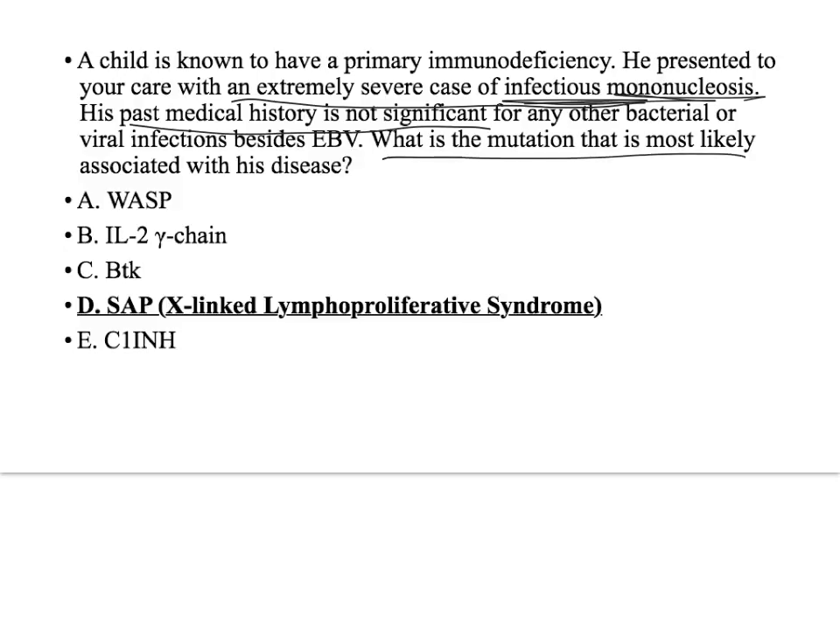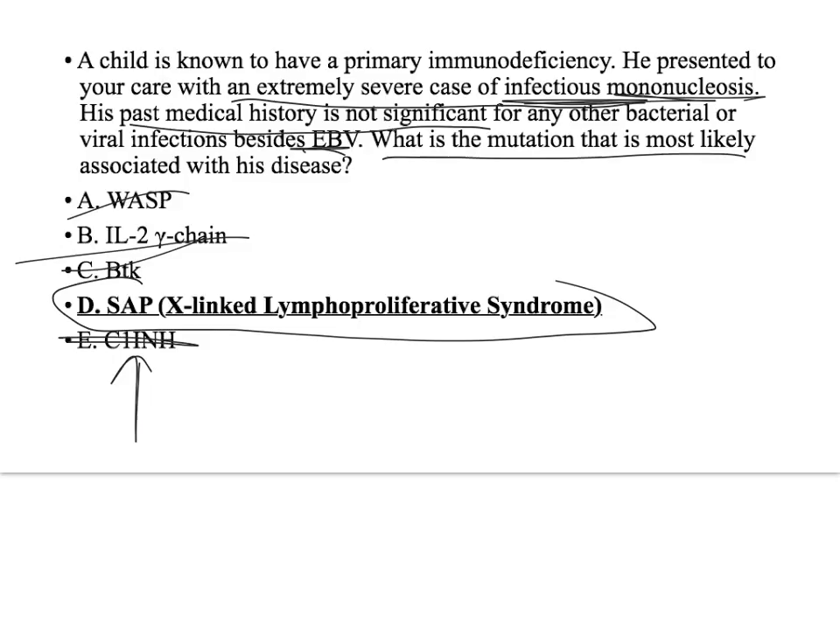Besides Epstein-Barr virus, what is he most likely associated with? It wasn't Wiskott-Aldrich. It wasn't SCID. It wasn't Bruton's agammaglobulinemia. It wasn't C1 inhibitor. We didn't even talk about complement deficiencies, but you'll know C1 inhibitor is associated with angioedema. But this SAP and SLAM are X-linked lymphoproliferative syndrome, and they can only be associated with one infection, and that's EBV, so that's the answer.